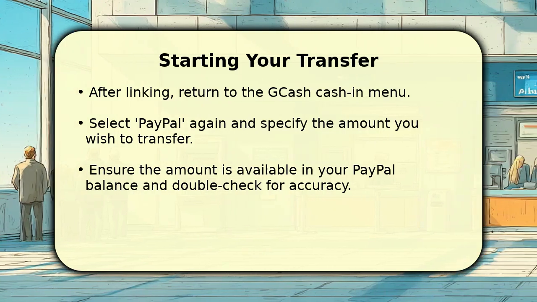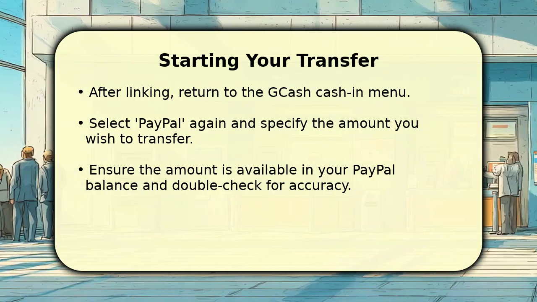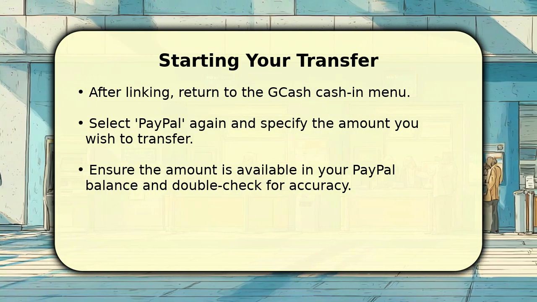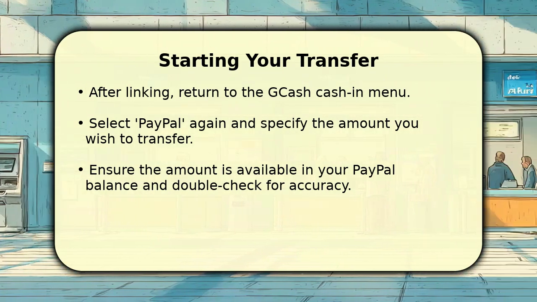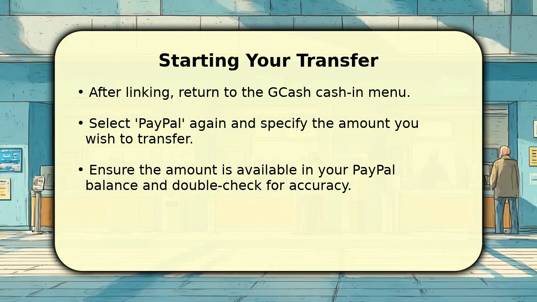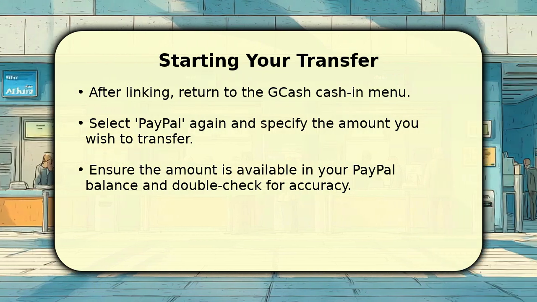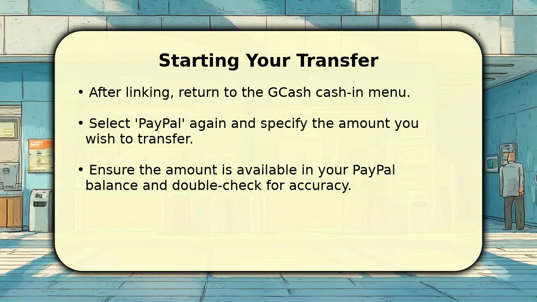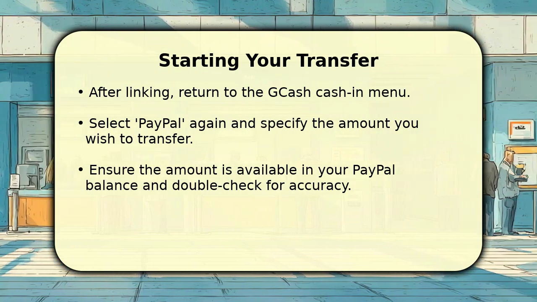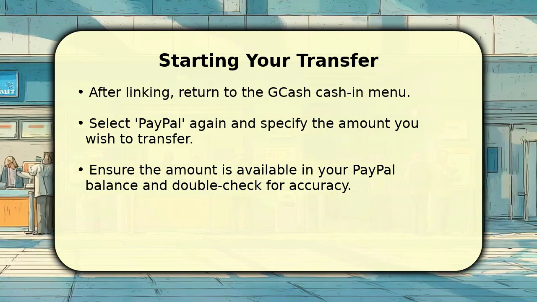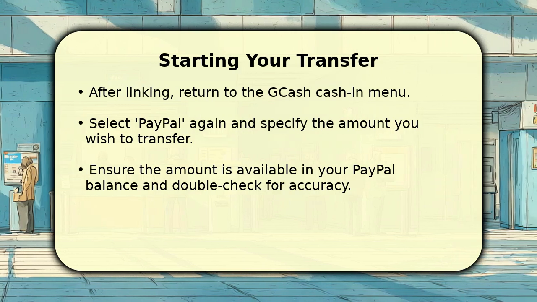Once your accounts are linked, initiating a transfer is straightforward. Navigate back to the GCash Cash-In menu and tap on the PayPal option once more. You will then input the specific amount you wish to withdraw from your PayPal balance. Always verify that the amount is correct and available before proceeding, ensuring a smooth transaction.